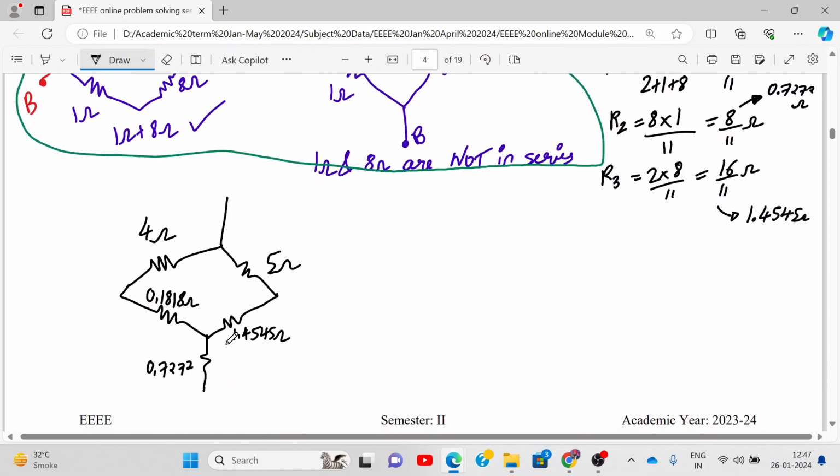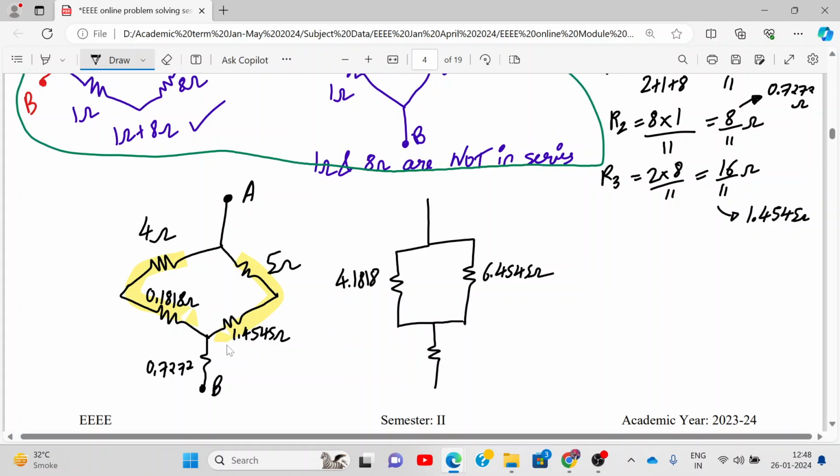And now we need to calculate. Whenever a problem is tricky, it will take more time, so don't worry. This is A, this is B. Now tell me, are any resistances in series or parallel? I think these two are in series, right? And these two also are in series individually, correct? So let's quickly find out. This is 4.1818, parallel to 5 plus 1.4545, which is 6.4545, correct? And that is in series with 0.7272. So please let me know the answer of the parallel combination of these two. What is 4.1818 parallel to 6.4545?